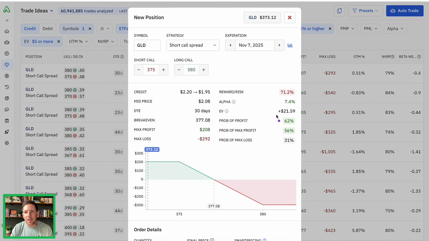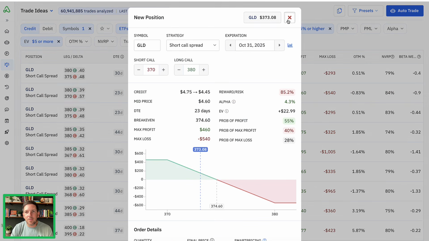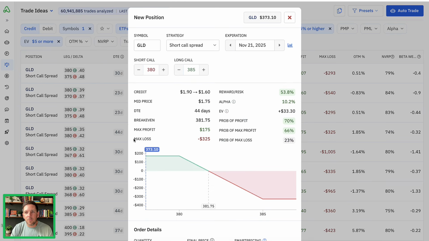Still looks pretty good, a decent trade. It's got about a positive expected value here. Still doesn't have that risk reward that we were kind of looking for in this type of position. So let's go through and start to explore some more of these positions, see if we can find some that have some of that positive expected value and risk reward that we were kind of looking for.